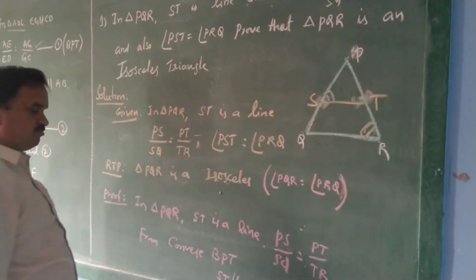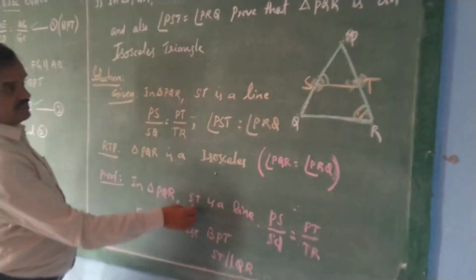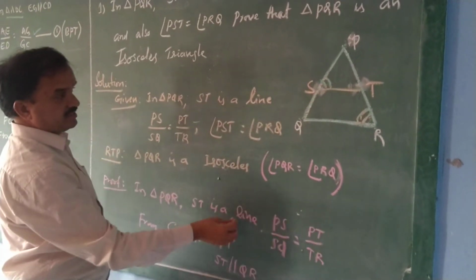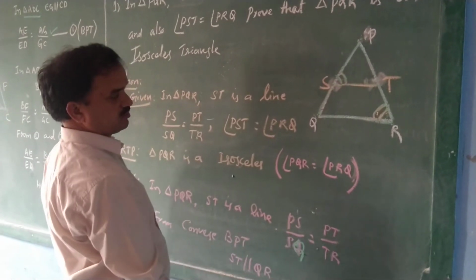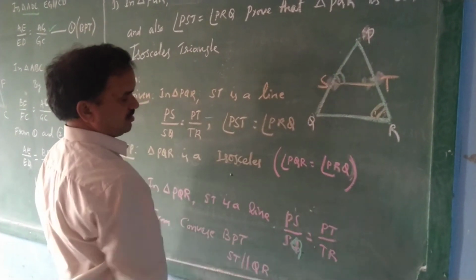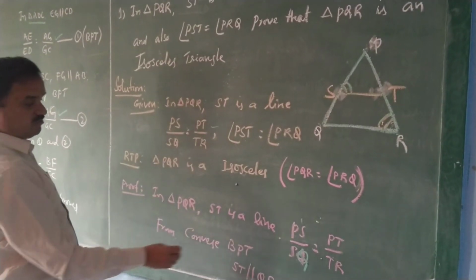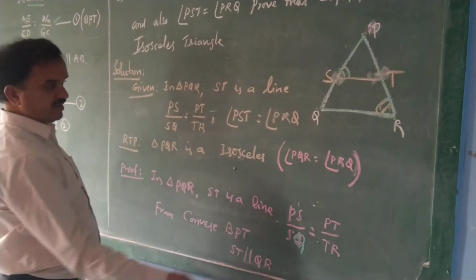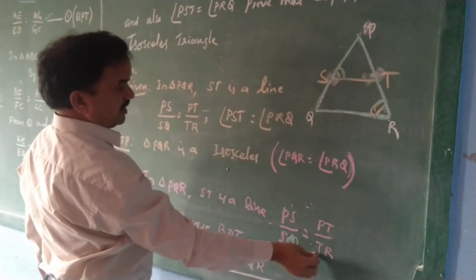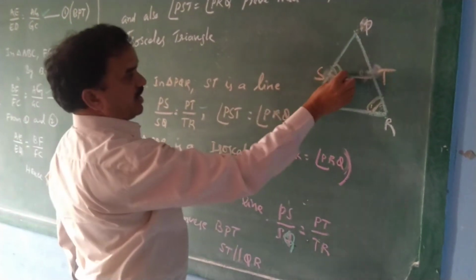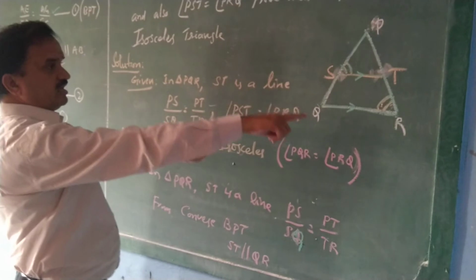Next we will go to the proof. In triangle PQR, ST is a line. Then PS by SQ is equal to PT by TR. This is given. From the converse of BPT, since PS by SQ is equal to PT by TR, ST is parallel to QR.